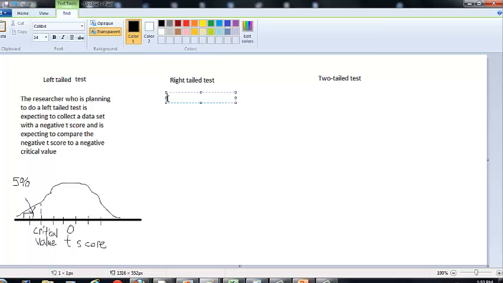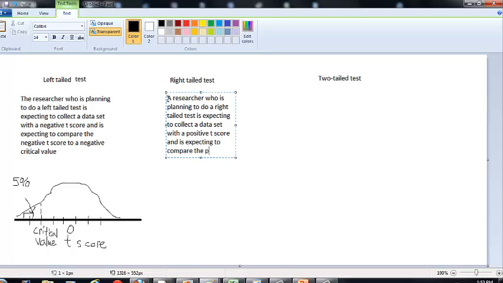In a right-tailed test, a researcher who is planning to do a right-tailed test is expecting to collect a data set with a positive t-score, and is expecting to compare a positive t-score to a positive critical value.